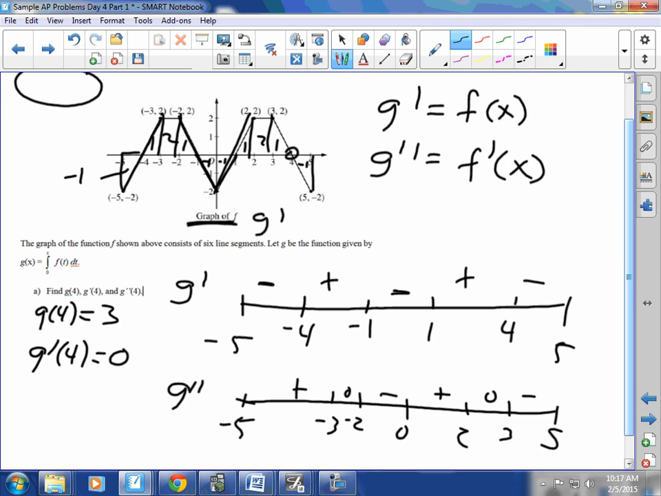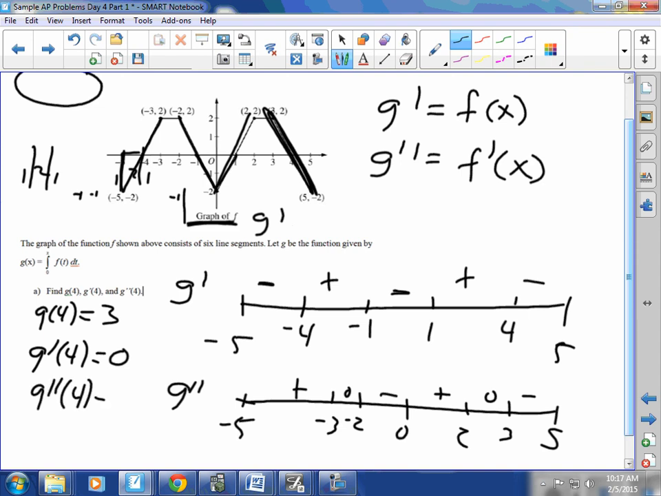G double prime of 4. Negative what? -2. Abby, how did you get -2? You're just looking at the slope of that line, aren't you? And that slope is -2. So all that preliminary work probably didn't earn us any points, but we probably just got 3 pretty easy ones. And our goal on any of these free response would be to get a good 6 or 7.